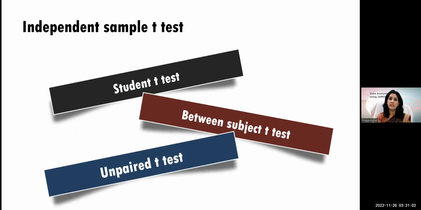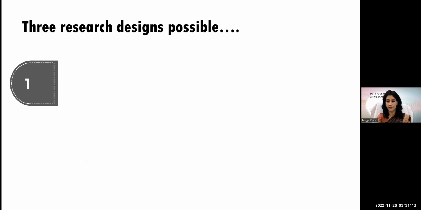So the independent sample t-test is also known as the student t-test, between-subject t-test, because there are two different groups, and unpaired t-test, because we also have a paired t-test where the assumptions are different.